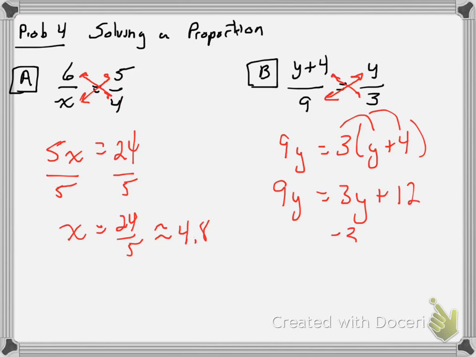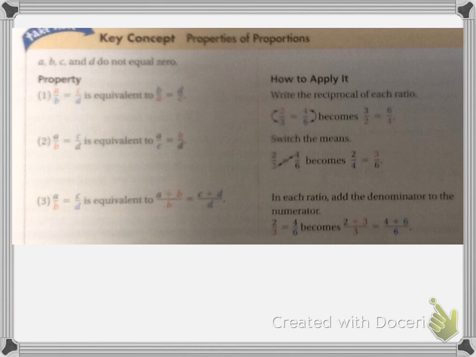Let's go ahead and solve. Subtract 3y. That gives me 6y equals 12. Divide by 6. We get y equals 2.